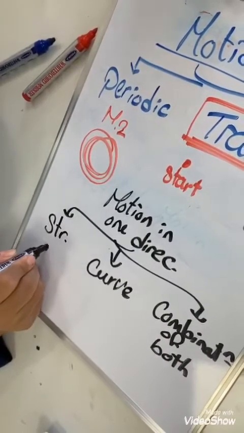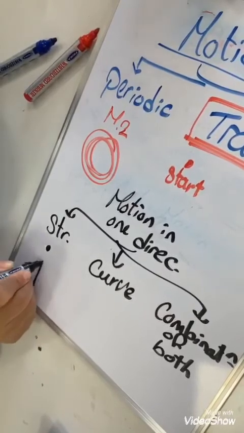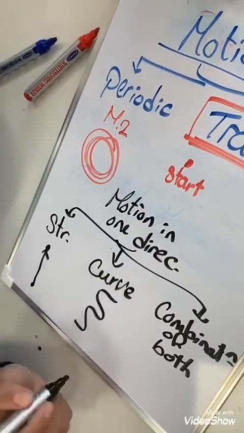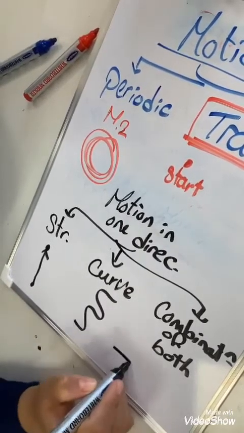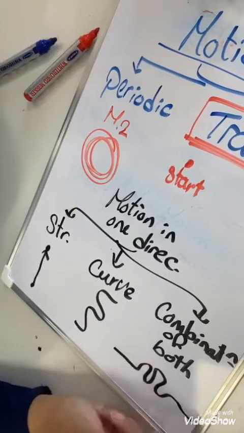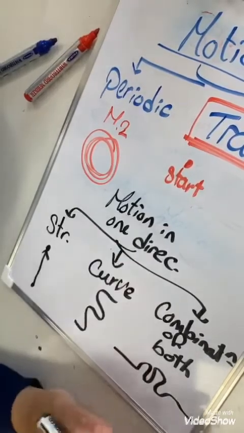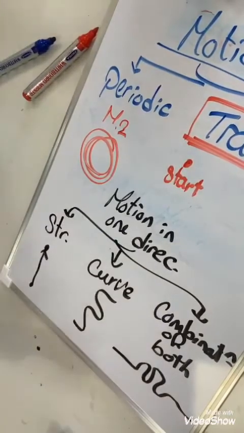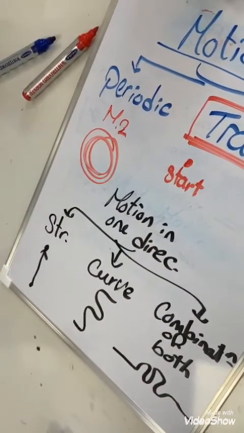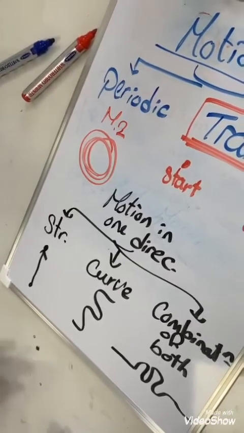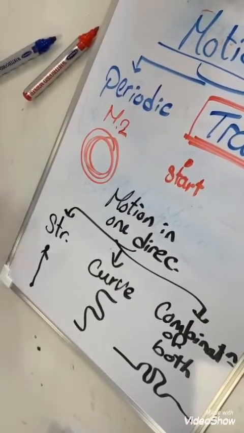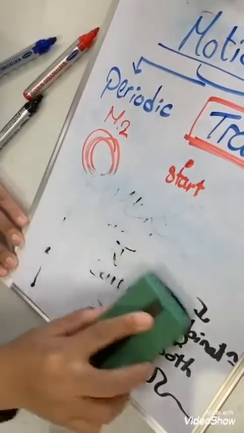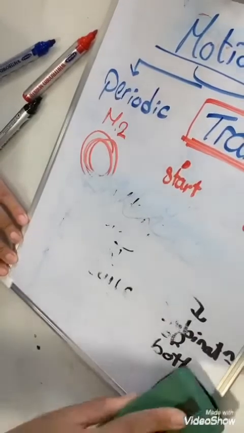Straight line is the simplest one, which is a start point and an end point, like this. Curve is like this. And the combination of both is something like straight line and curve, and then straight line, and so on, like the motion of a car from home to school. You move in a combination of straight path and curved path. Okay? Let's transfer to another topic.